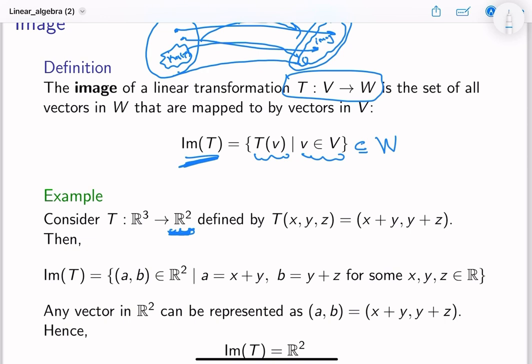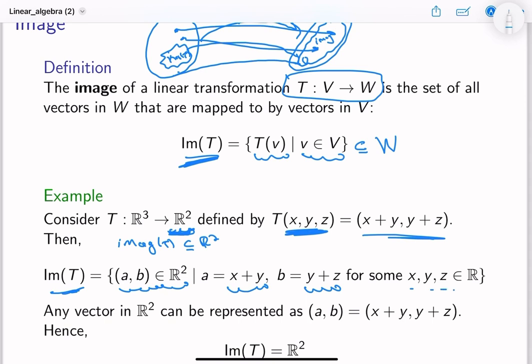So what we know is that the image of T is actually a subset of R2. So in other words, since for any vector in R cubed we have this image, the image of T is the set of all vectors in R2 where the first component is x plus y and the second component is y plus z as x, y, z range over R.